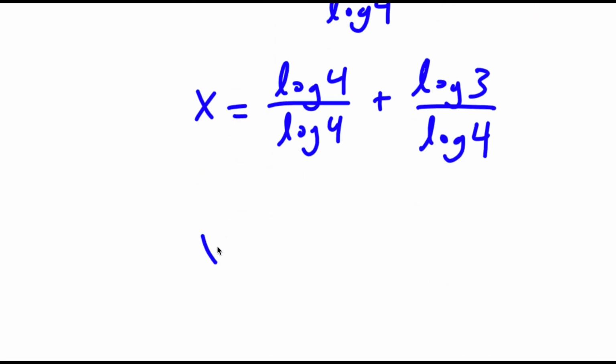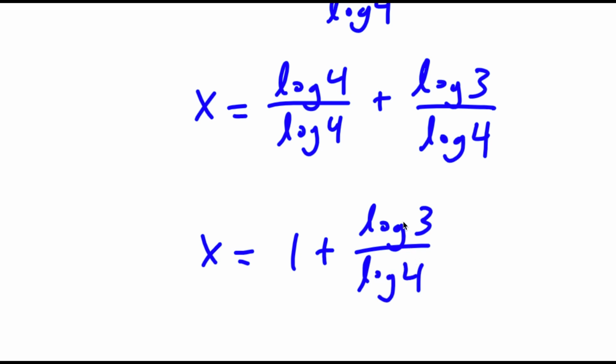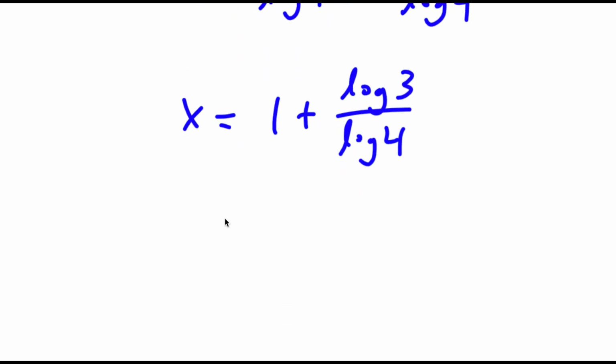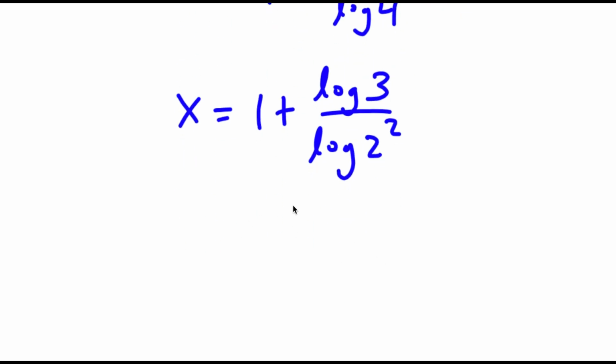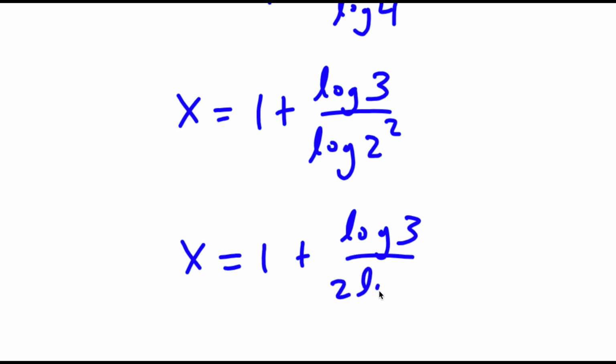Now log 4 and log 4, these two cancel out, so now I have 1 plus log 3 over log 4. Now 4 is equal to 2 squared, so I have x is equal to 1 plus log 3 over log 2 squared. And log 2 squared, that's the same thing as 2 times log 2.